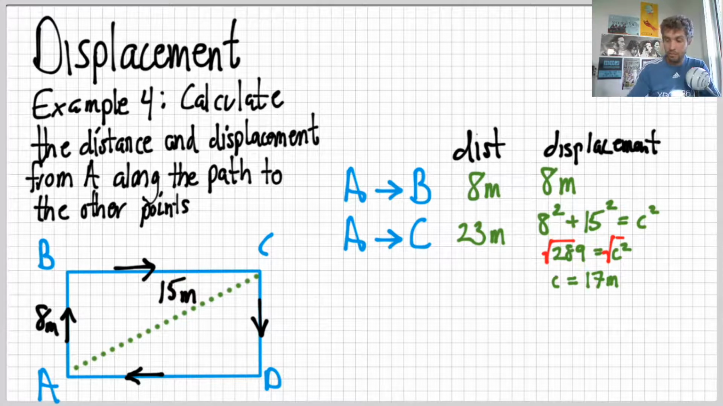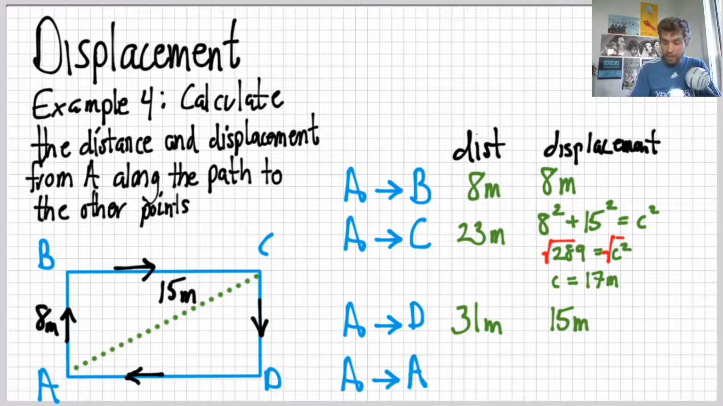Okay, the rest of this is pretty easy because it's all straight, nice straight lines. From A to D, we add the distance, so 8 plus 15 plus 8, so that's 31 meters. Okay, and the displacement is just straight along from A to D, which is 15.